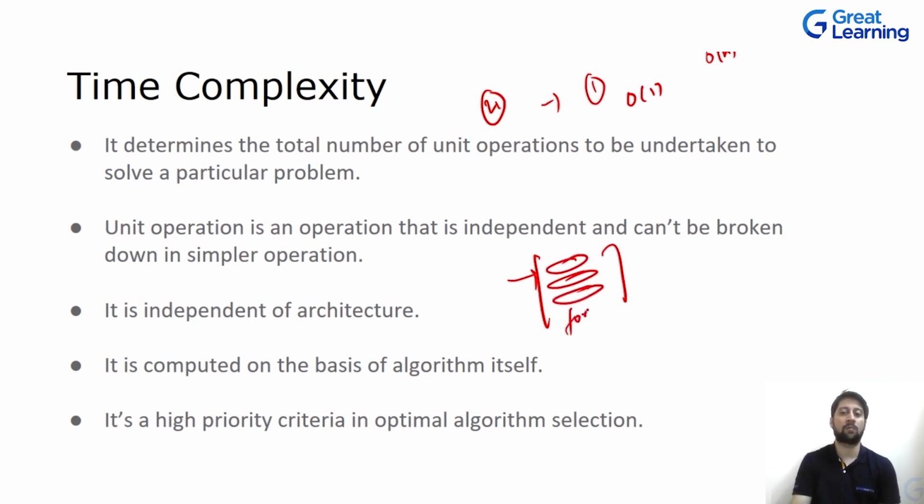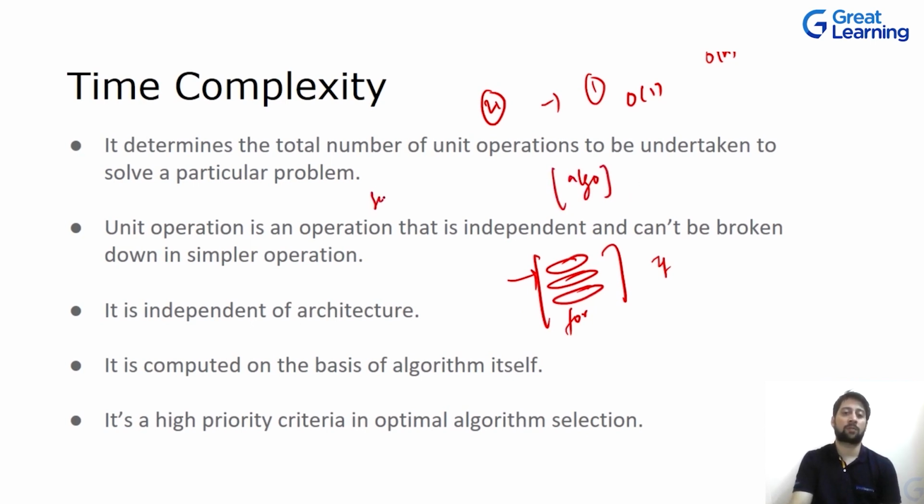right? If there is a loop, what will happen? If there's an if condition, what will happen? If there's a while loop, what will happen? It's high priority and critical in optimal algorithm selection. Depending on this time complexity, you can determine whether you want to go with a particular algorithm or not.